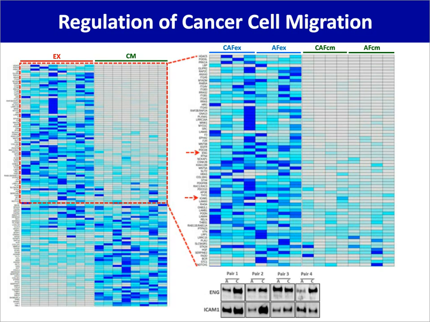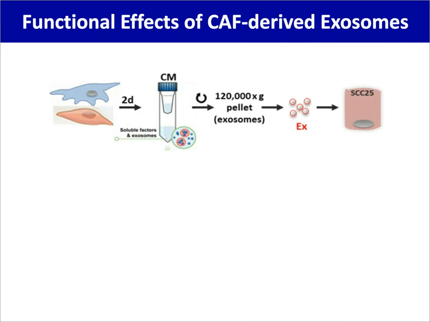Okay, so now based on this, we asked the question, can we isolate exosomes from these fibroblast cells and treat tongue cancer cell lines in vitro and induce a migratory phenotype using classic scratch wound migration assays or proliferation assays? So we use a standard protocol to isolate exosomes, and then in a time and concentration dependent manner, we treat, for example, here this SCC25 cell line with CAF and AF derived exosomes.